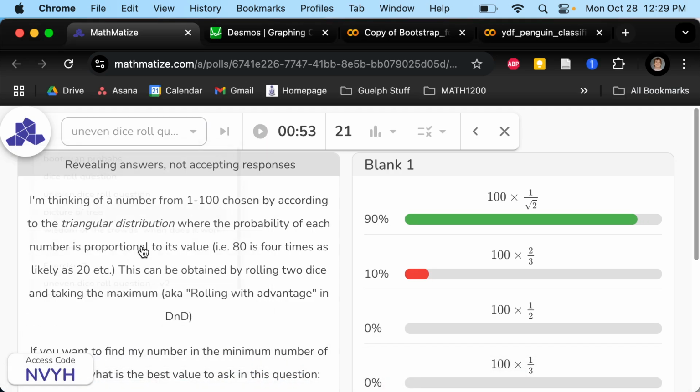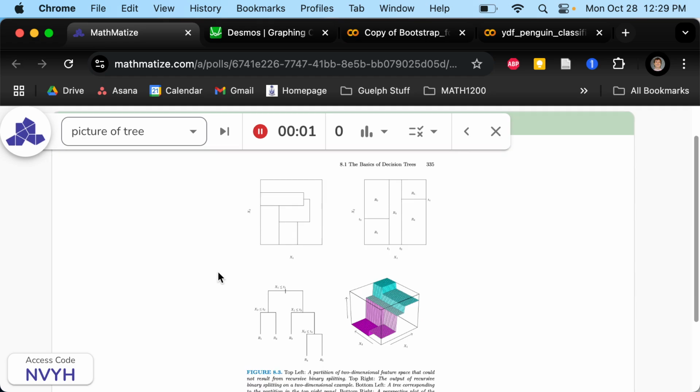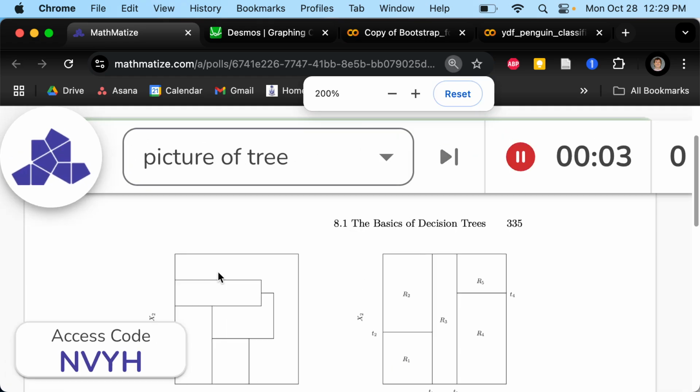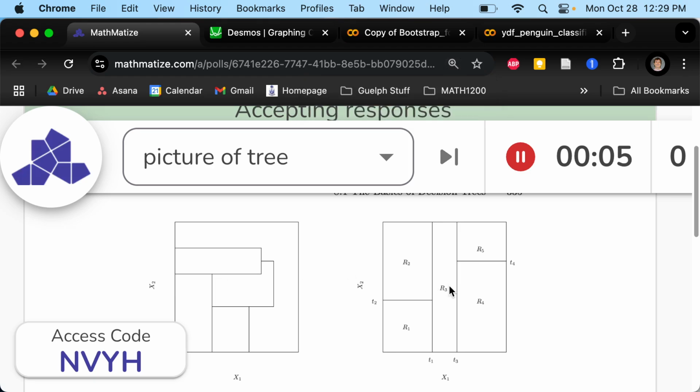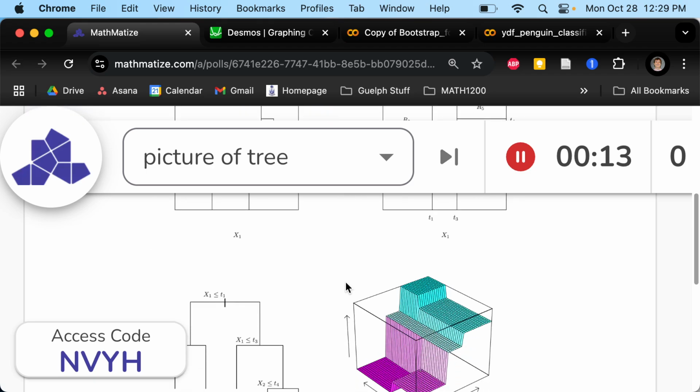Picture of a tree. Yeah, here it is. So it doesn't look like a tree. This is what the x1, x2 space looks like. And you see it's cut into a number of regions. Every time you ask a question, you make another cut. And so the tree actually looks like this.